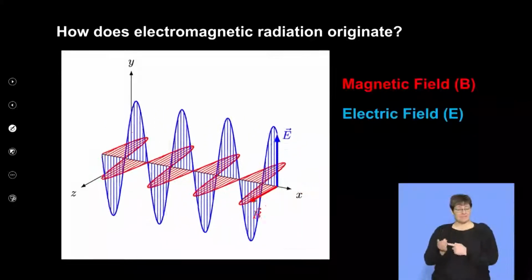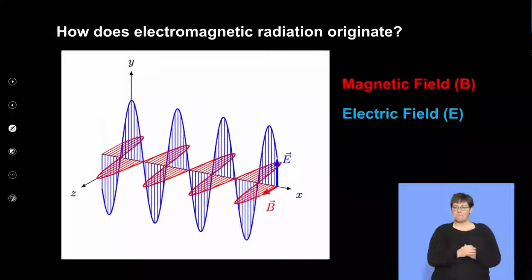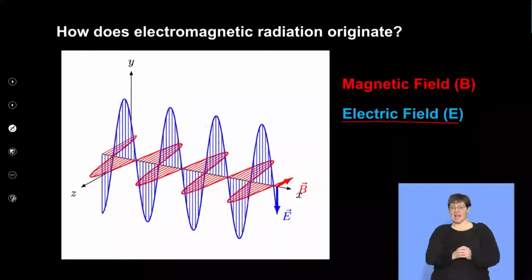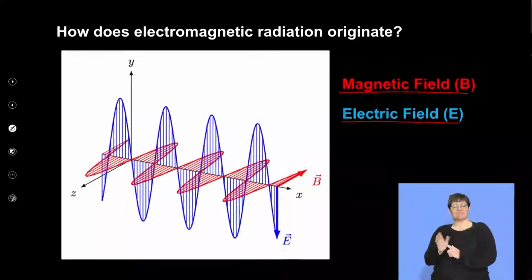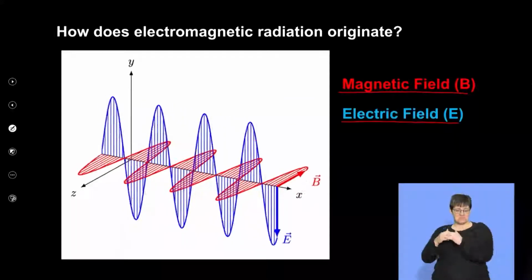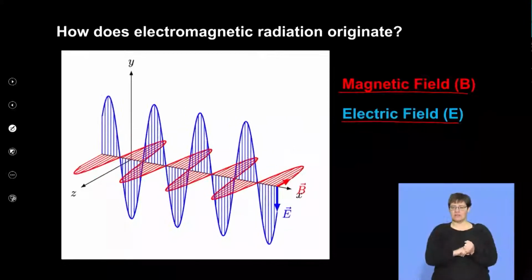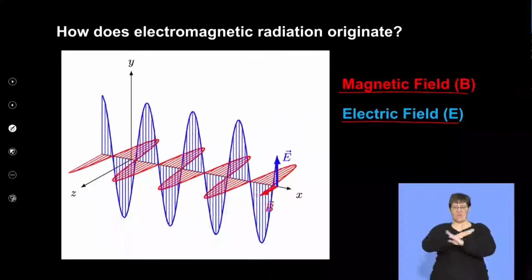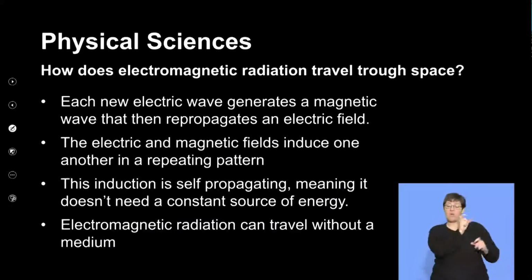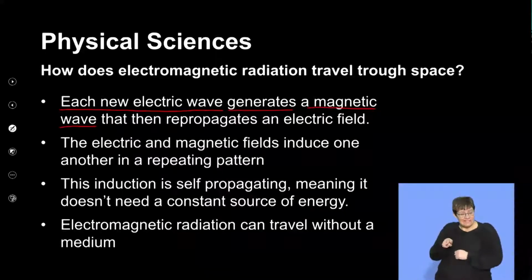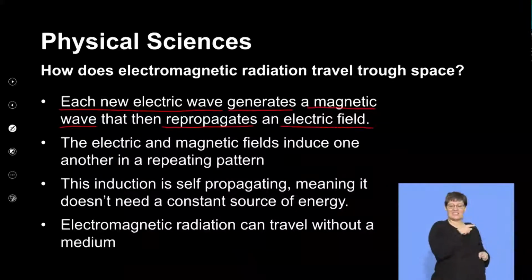So in this animation, you can see that we have an electric field marked in blue and given the symbol E, and a magnetic field in red marked with the symbol B. And as you can see, as each field is generated, a complementary field at 90 degrees is also generated of the opposite type. So to put this into words, we say that each new electric wave generates a magnetic wave that then repropagates an electric field.